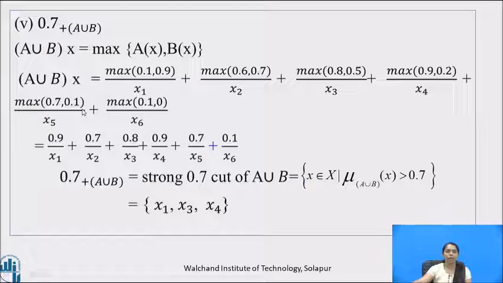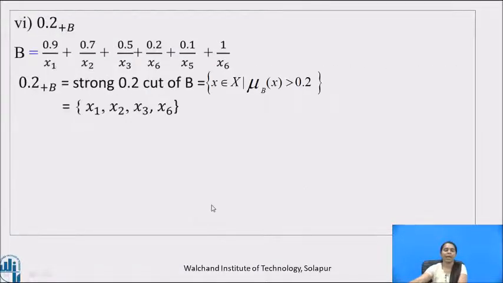of 0.7, 0.1 by x5 plus maximum of 0.1, 0 by x6, which is equal to 0.9 by x1 plus 0.7 by x2 plus 0.8 by x3 plus 0.9 by x4 plus 0.7 by x5 plus 0.1 by x6. Therefore, strong 0.7 cutoff A union B is equal to the set of small x belonging to capital X such that mu of A union B at x is strictly greater than 0.7. That is the set x1, x3, x4, and the last one is strong 0.2 cutoff B.